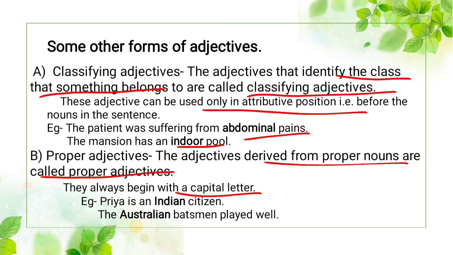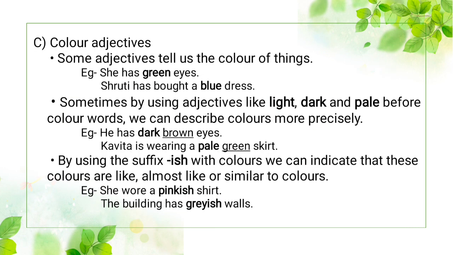Here we can see that Indian is a proper noun, but in this sentence it is acting as an adjective that is describing the citizen. That's why it is known as a proper adjective. Next example is, the Australian batsman played well. Here we can see that even though the word Australian is a proper noun, in this sentence it is modifying the noun that is batsman. That's why it is called a proper adjective.